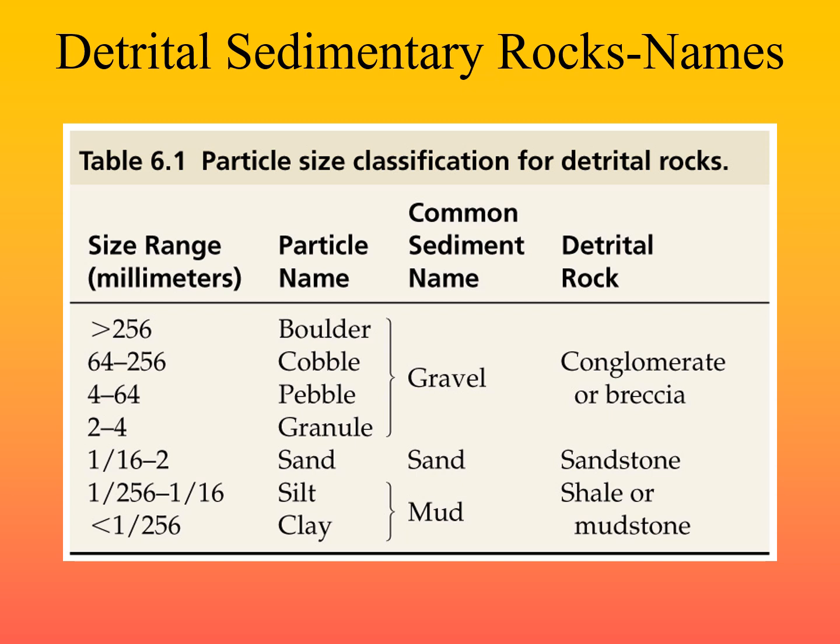And then we grade down from there. So anything from 64 centimeters or about half. So think about the size of your foot, or maybe 3/4 the size of your foot if you have a big foot, then up to 256 millimeters or 25 centimeters, that's a cobble. And then you've got pebbles and granules grading down from that, and all of those make up a gravel. So anytime you see a sedimentary rock that's made up of clasts about that size, we call that a gravel, and the rock that forms is a conglomerate or a breccia.